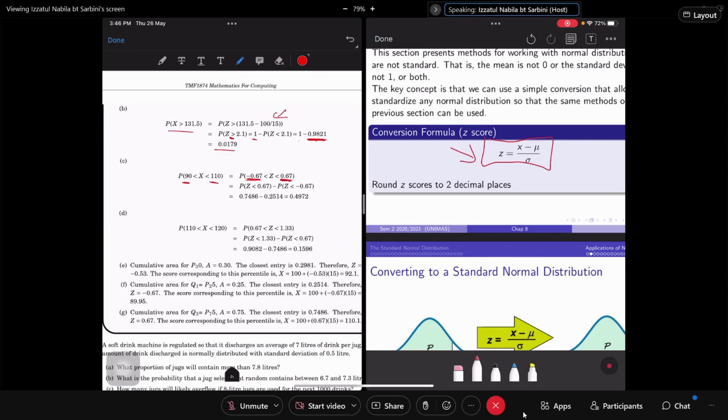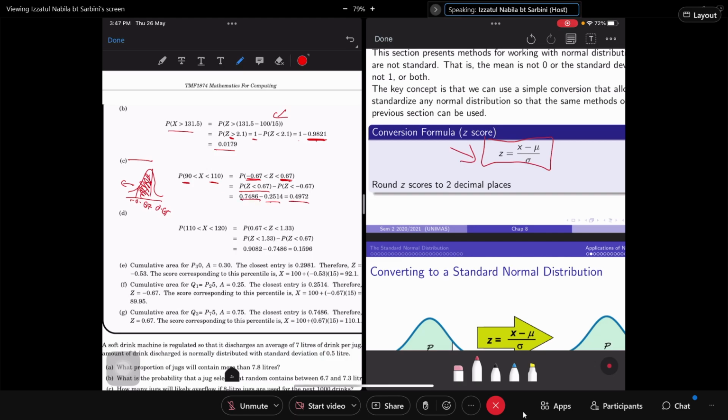And by looking at this, if you draw it, here would be negative 0.67. Here would be 0.67. So you want this area here. So the probability of getting Z less than 0.67 minus, the bigger one minus the smaller one, so you get this area here. So minus Z less than negative 0.67. This one you get from the table, and you just minus.